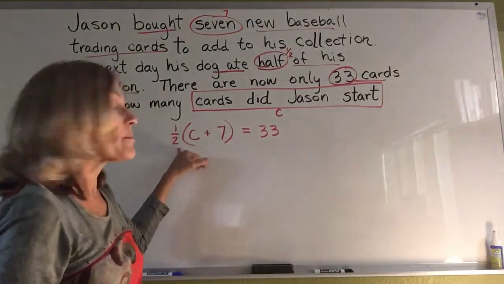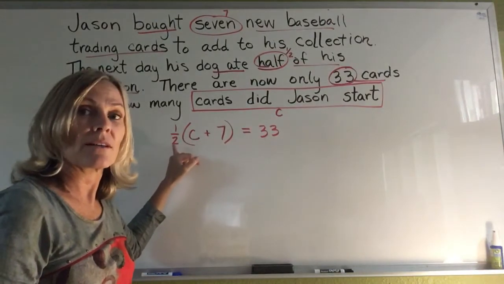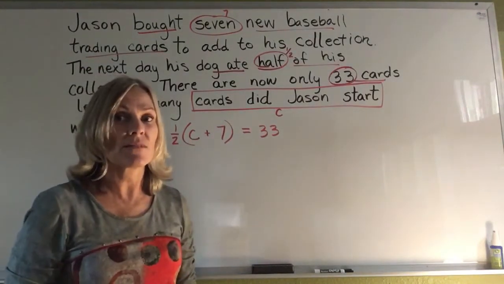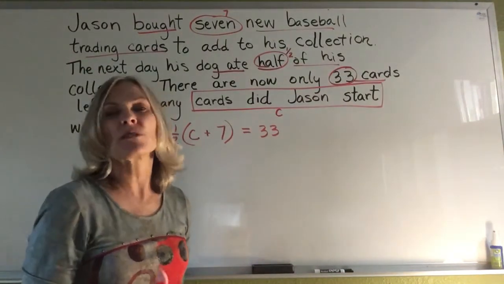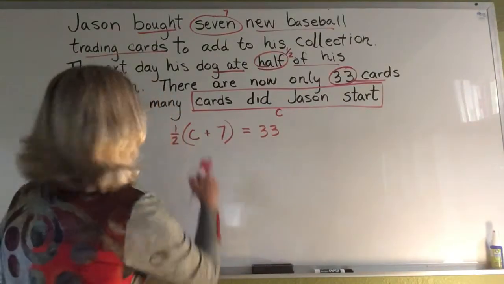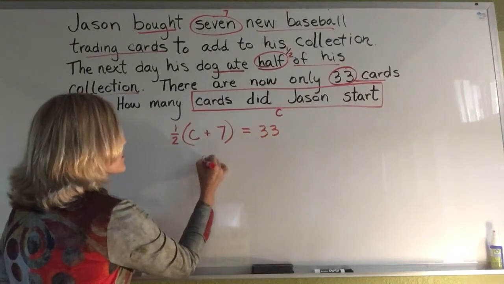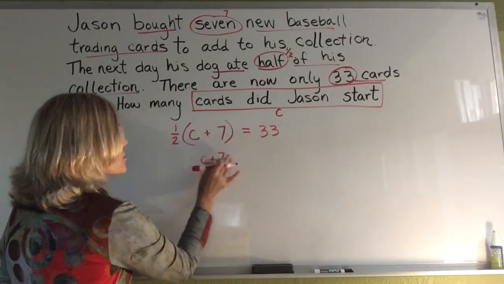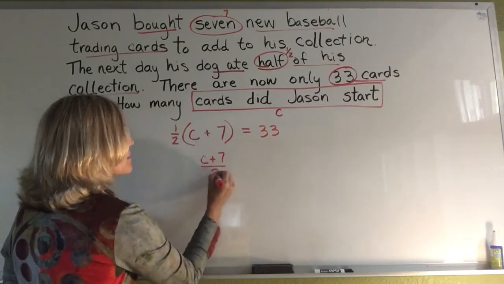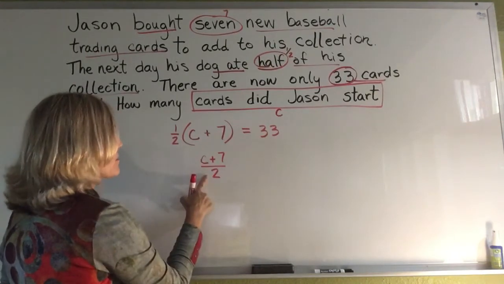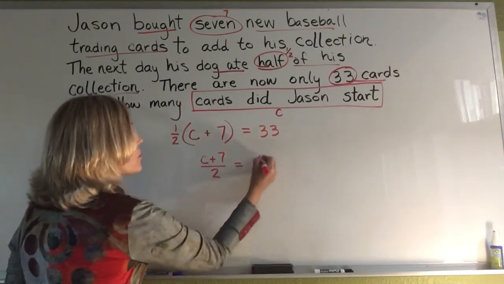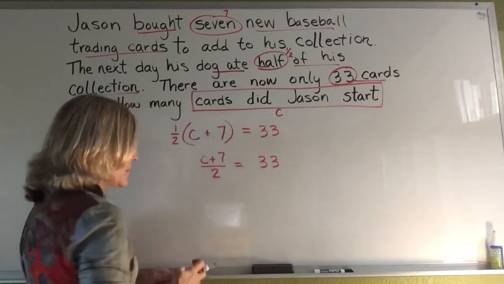Now, you'll remember in previous videos I talked about the fact that multiplying by half is the same thing as dividing by 2. So I'm going to set this up a different way that's going to look a little more familiar to us. Instead of multiplying by half for the quantity, I'm just going to say C plus 7. So this whole quantity is going to be divided by 2. So that's the same thing. And that will equal 33.